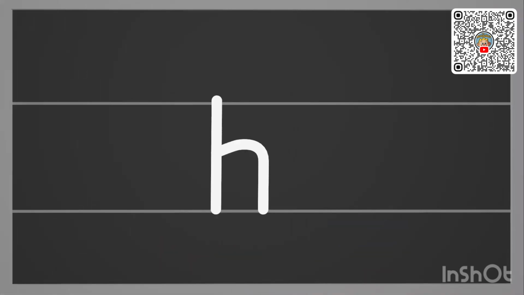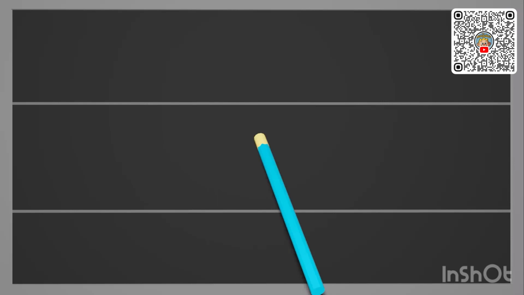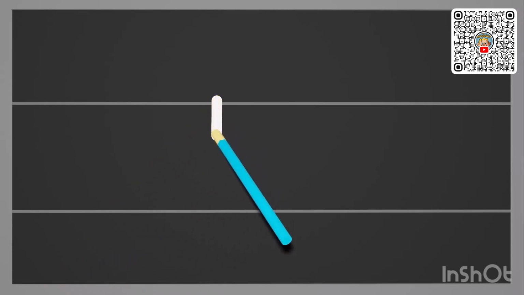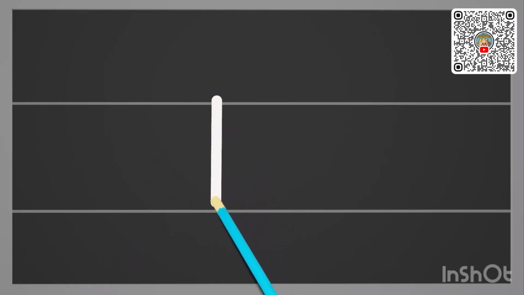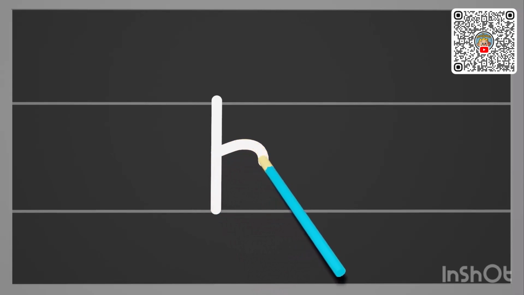Small h. Start from the top and make a standing line to the bottom. Then go to the middle and make a curve reaching the bottom. Small h.